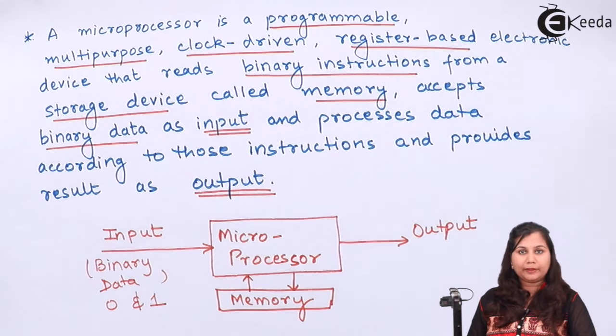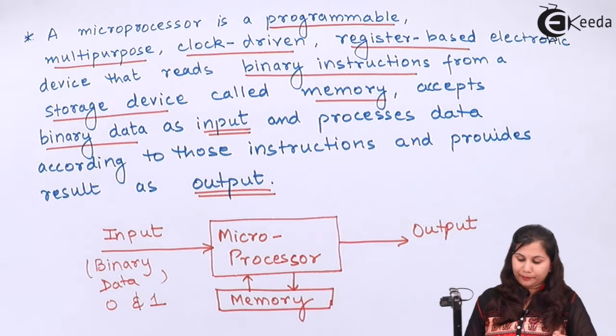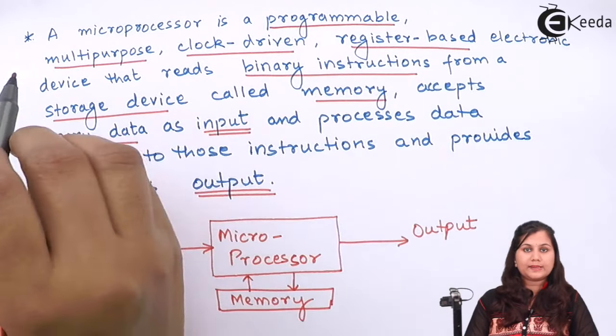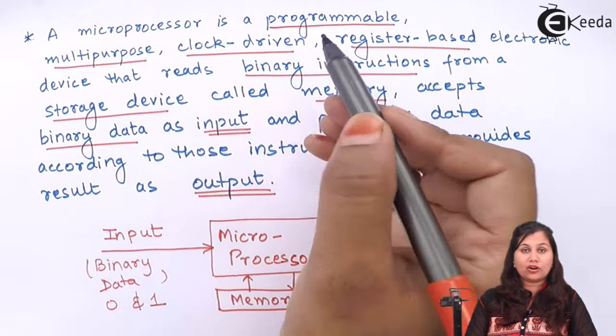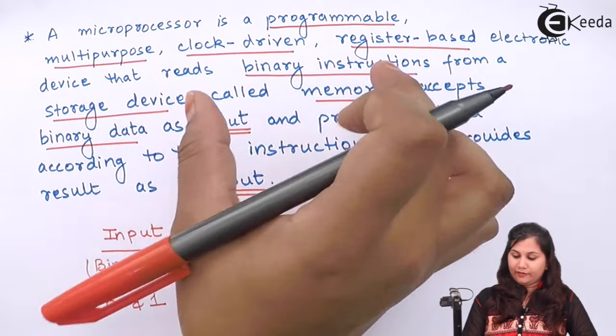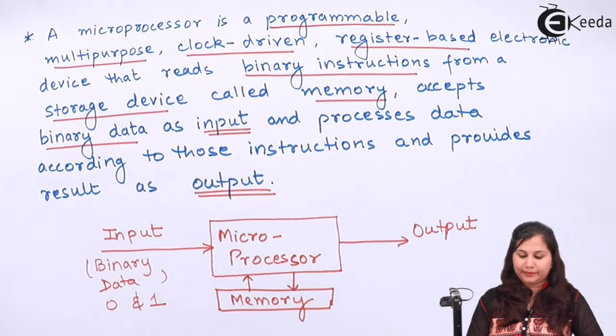It is having an input and it is giving the result as the output. So now in this definition, I have underlined these words: programmable, multi-purpose, clock-driven, register-based. So we are going to discuss these terms one by one. First, we will start with programmable.